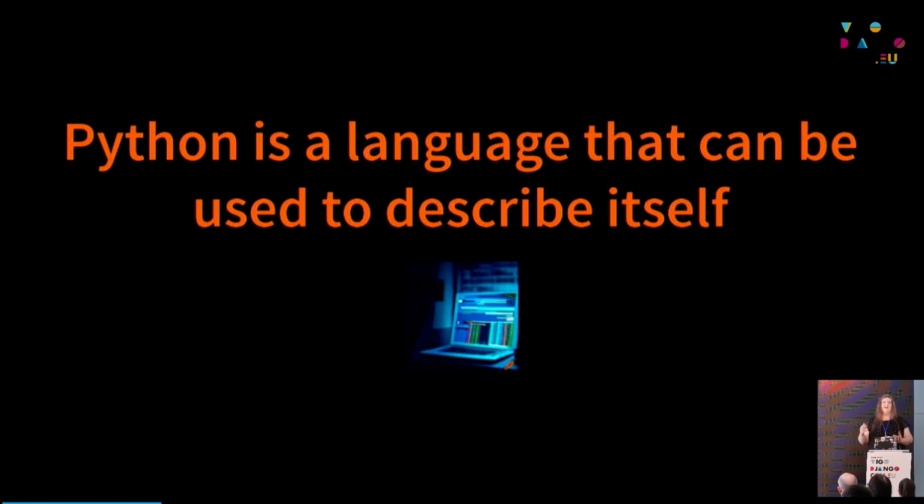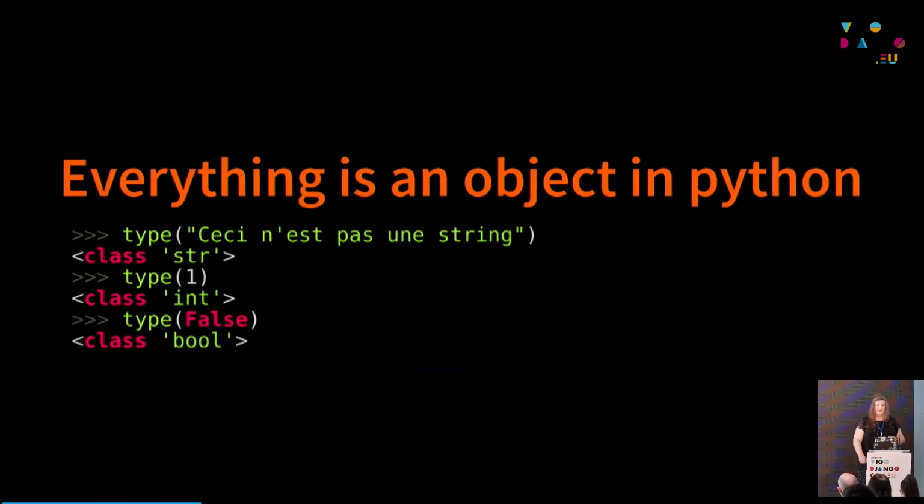This is the concept behind things like PyPy, a Python interpreter written in Python. And the reason that Python can describe itself is because in Python, everything is an object. A string, and you can read this code, right? In Python, everything is an object. A string is an object, but literals like integers and booleans, they're also objects.